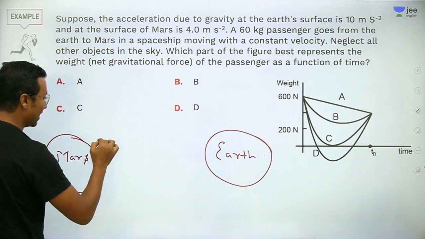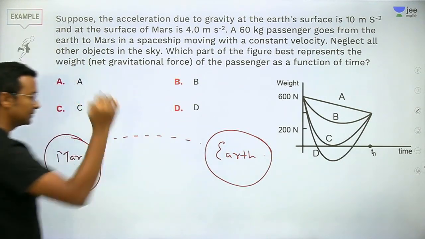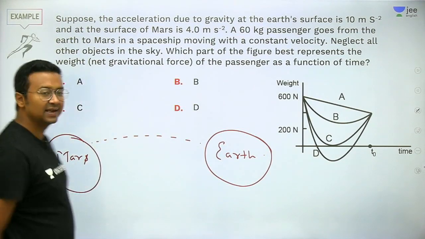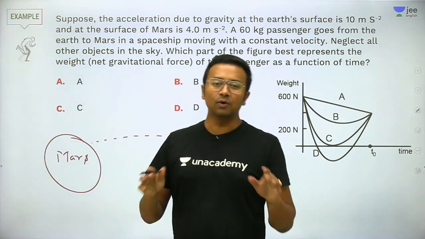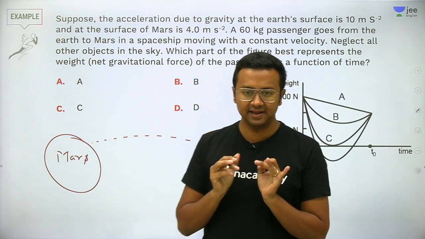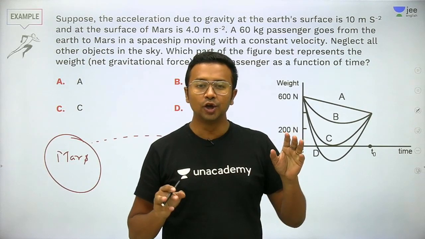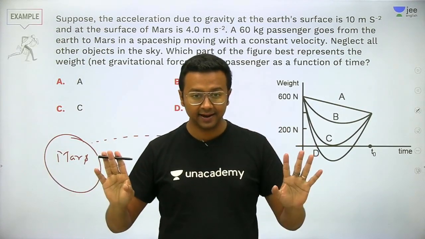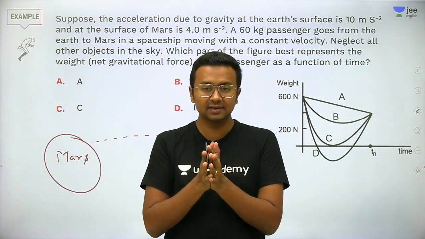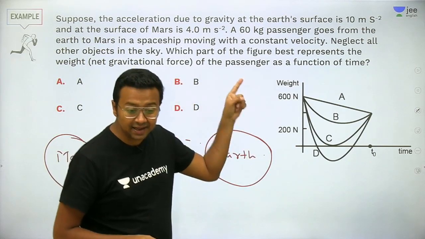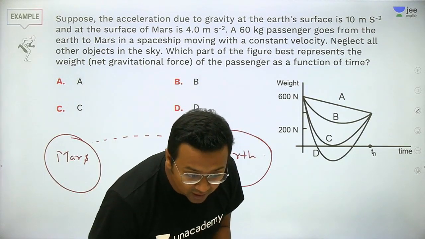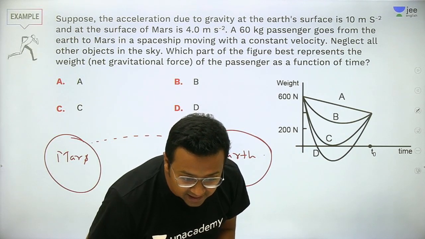So a person is traveling, and at different points he is present. Now his net weight is a combination of the forces due to Mars and Earth, right? So they are asking us which one of these graphs will correctly represent it. Now I have already seen the answers coming.